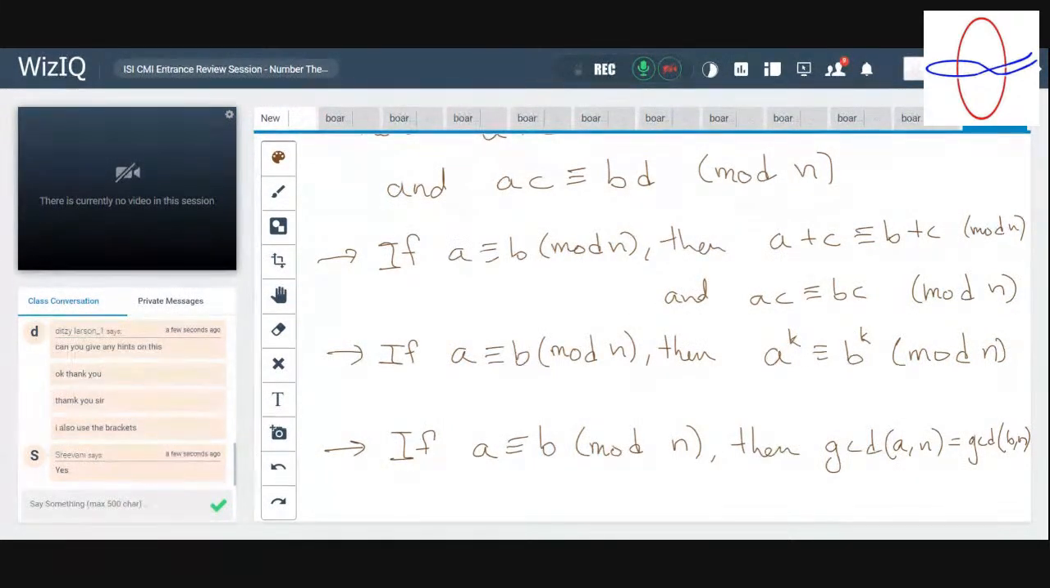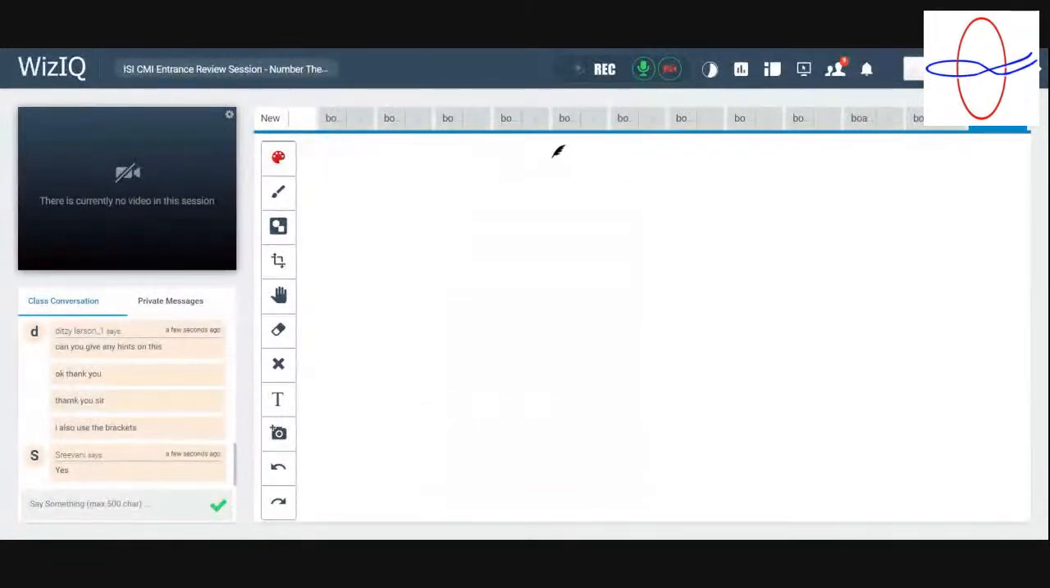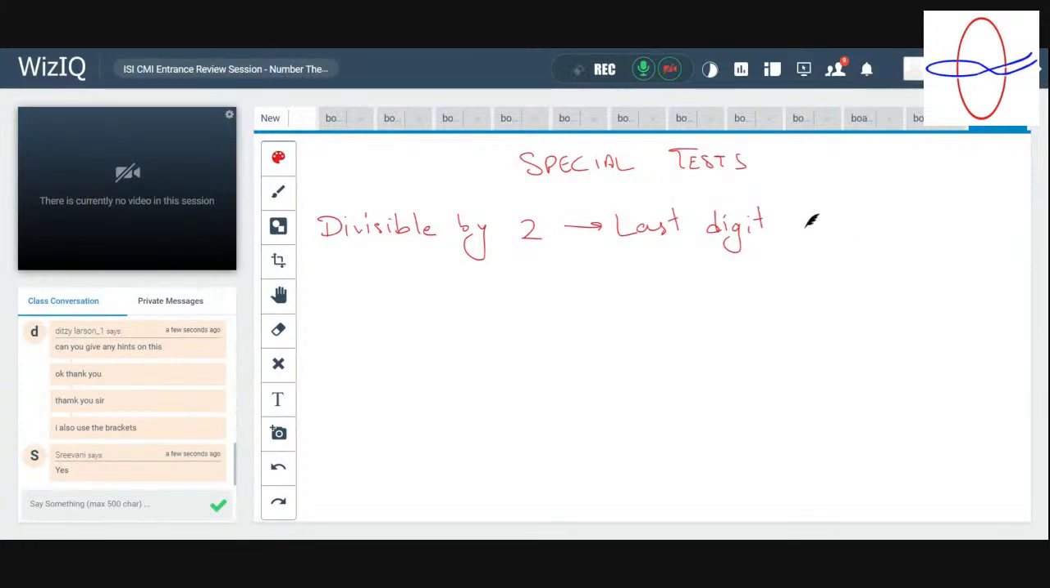Okay. So now, this is something I forgot, but thankfully it's here in notes as well. So special tests of divisibility, and I'm sure you know all of these already. So divisible by 2, you can test it by looking at the last digit is even, so it is 0, 2, 4, 6, or 8. In that case, the whole number is divisible by 2.